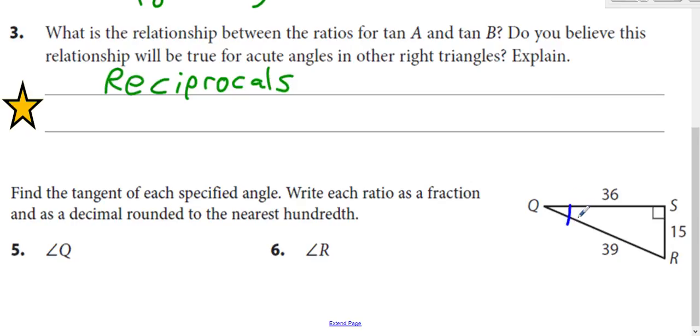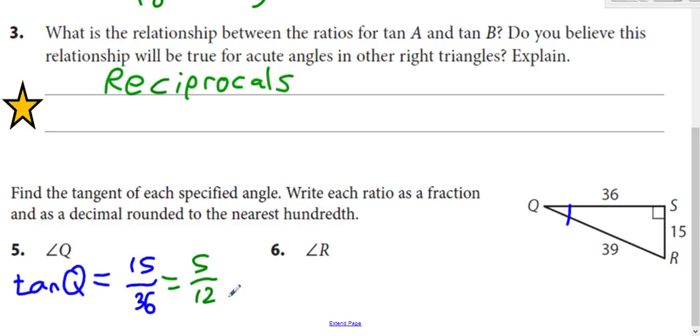So here we are, angle Q. We have tan Q. Sounds like thank you. Taking the opposite side, 15, over the adjacent side between the angle and the right angle, that's 36. Yes, you can reduce that. Divide by 3, 5/12.